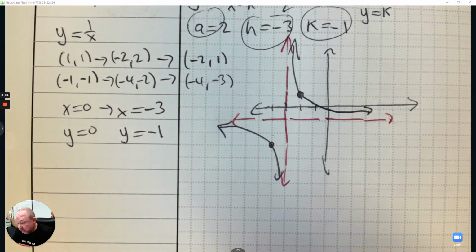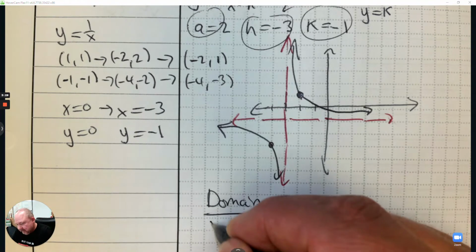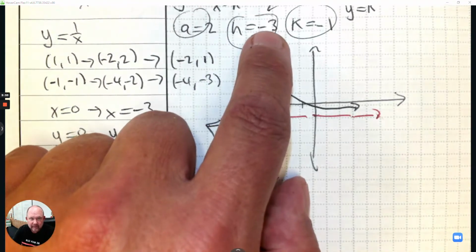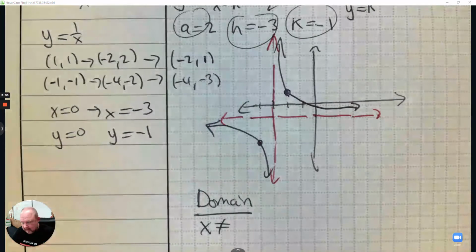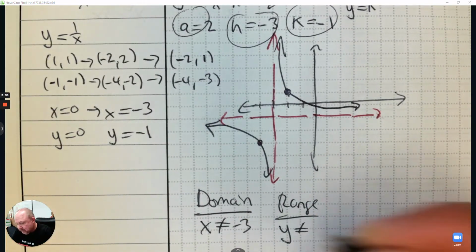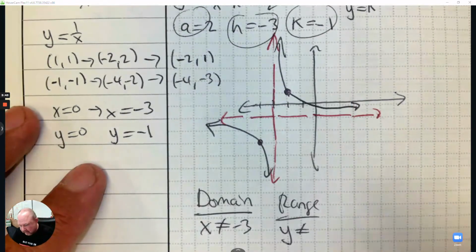There are 3 things you should be able to know. That's the domain. That's what x cannot equal. That's always the h value. So x cannot equal negative 3. The range, that's what y cannot equal. So the restriction for y is always the k value, which is negative 1.